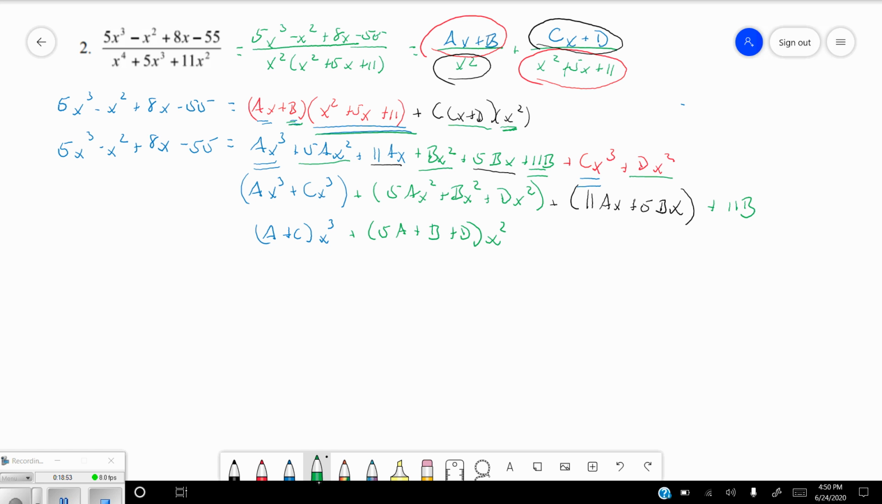It doesn't matter if you factor it out to the left or the right, but you'll see why I'm putting it on the right in a second here. Hopefully it'll just make more sense. In the last one here, we're going to have an 11a plus 5b because the common factor is x, so we'll factor that out. And then at the very end, we still have our 11b left over.